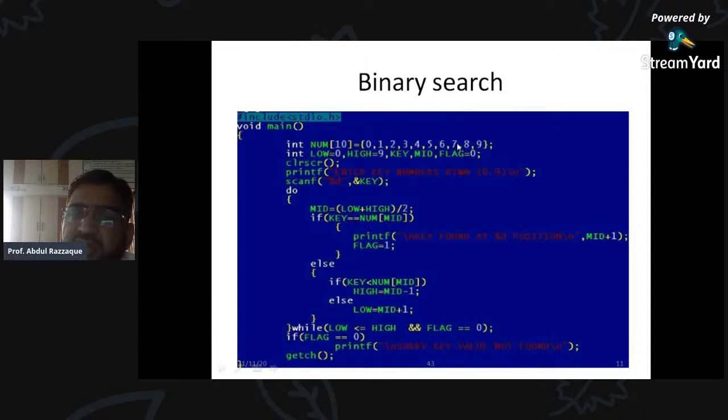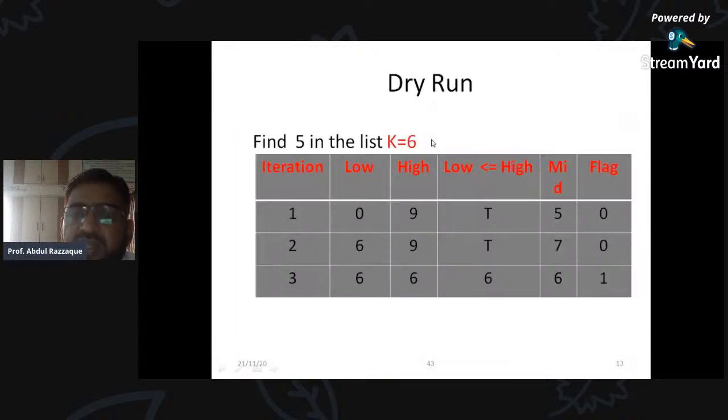Again 7 is not equal to 5 because we are searching 5. So we will choose this portion. So my high will be mid minus 1. So high will be 6. So 5 plus 6 is 11. 11 divided by 2 is what? 5. So mid is 5. So finally 5 is matched with 5. So we will give the result that the element is there at the sixth position. Okay.